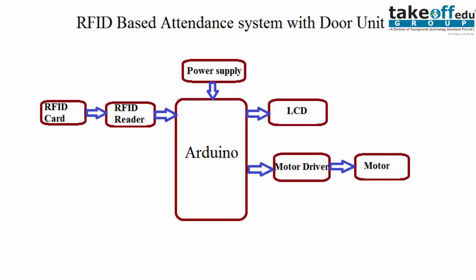Here you can see power supply is given to the entire circuit. The RFID reader is used to read the information from the RFID tag. An RFID tag is given to every student, and the student's information is stored in the database of Arduino. As soon as the card is placed in front of the reader, using radio waves, it will read and capture the information stored in the tag, and the data is transferred from the RFID reader to Arduino.